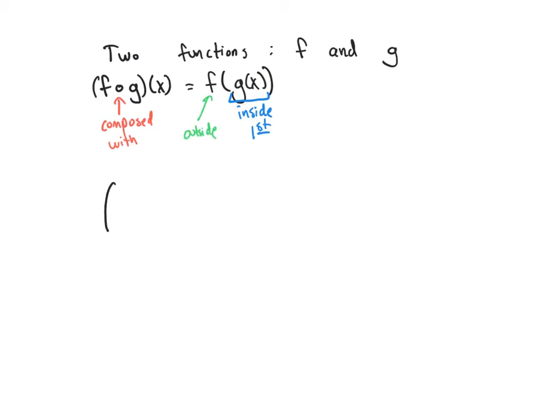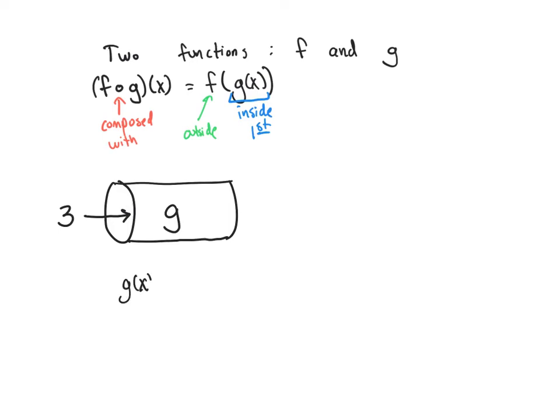So I want you to think about a function machine, and the function that we're doing first in this particular example is g. So we take an x value. Let's say I take an x value of 3, and let's say that the g of x function is the function that just doubles. So if I take g of x equals 2x and I give it 3, then my output would be 6.